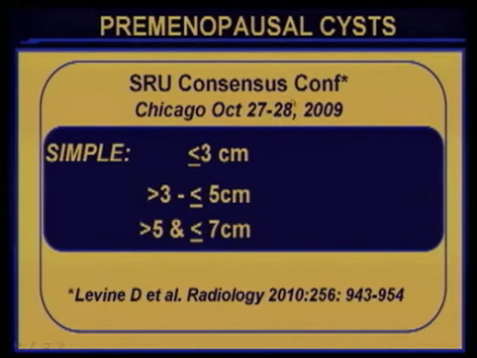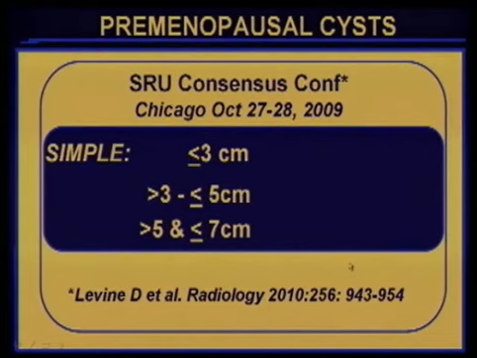So in late 2009, a group of many people with great experience in ultrasound and interest in ultrasound convened with the Society of Radiologists in Ultrasound meeting for a 2-day consensus conference addressed to what we should do with ovarian cysts. This was in late 2009 in Chicago, and Debbie Levine, who's currently one of the editors of Radiology, wrote the paper that has now been published in at least 3 places that I know of. One is Ultrasound Quarterly, another is Radiology, and the third one, I believe, is in the gynecologic literature.